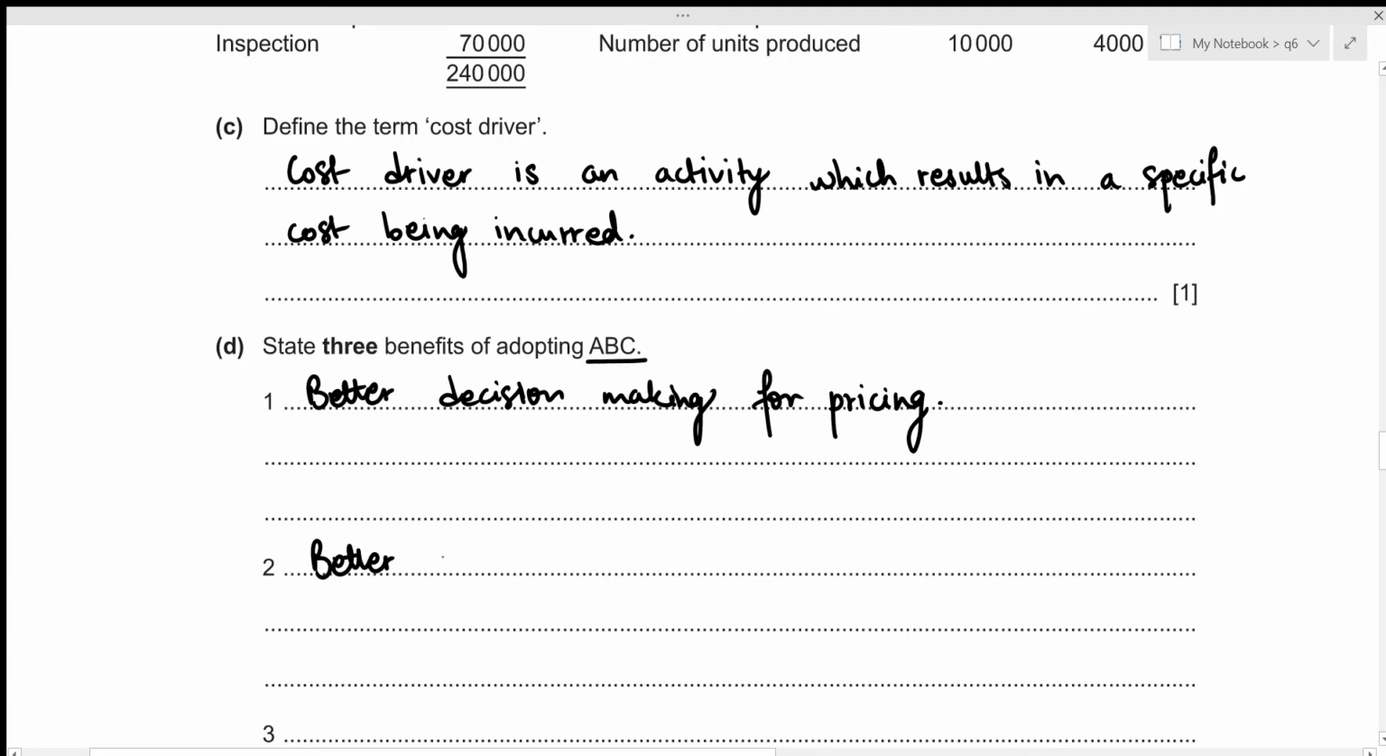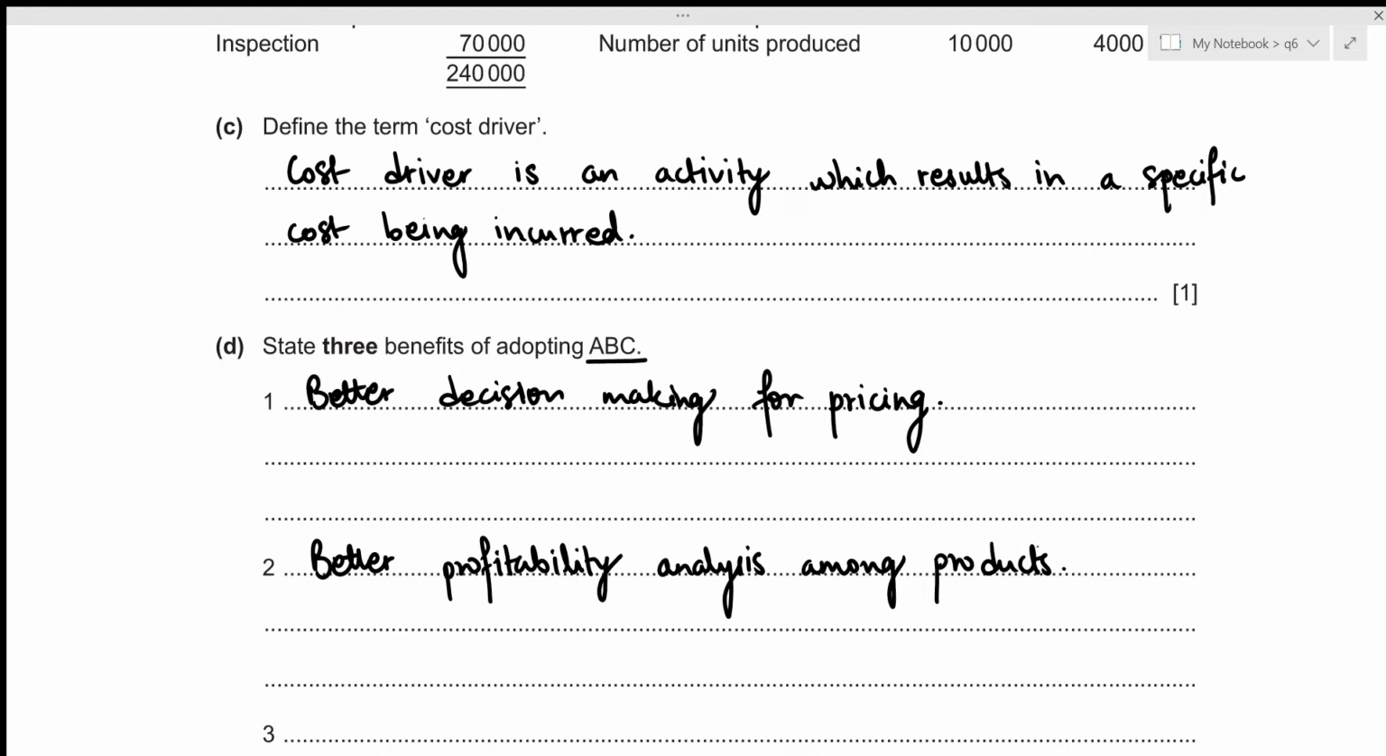Better profitability analysis among products. And this is due to the fact because, as the name suggests, this is activity-based costing, right? So we will be dividing our costs on the basis of the activity for each department or each product. So that leads to better allocation of overheads among different products, which leads to a better or true profit, and which again leads to a good profitability analysis compared with other costing methods.